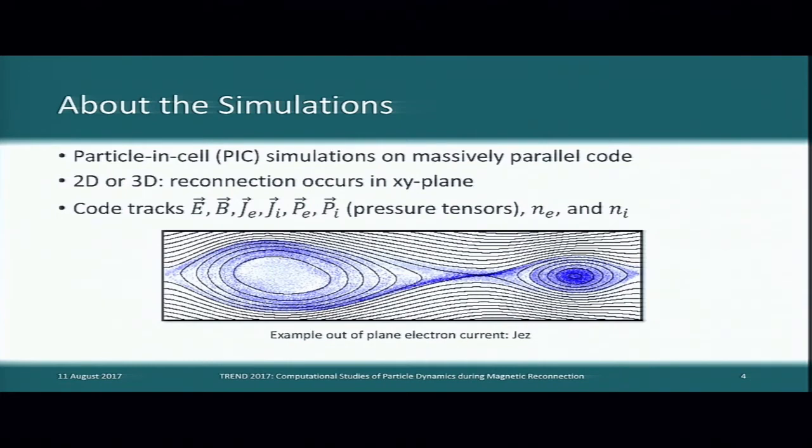I've included an example image of the out-of-plane electron current, JEZ, just so you can see what we see when we do these simulations, with the magnetic field overplotted. And you can see that we actually have an X line here, and so this would be where reconnection is happening.